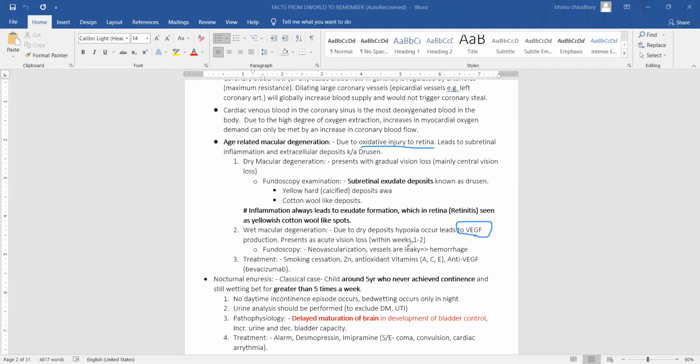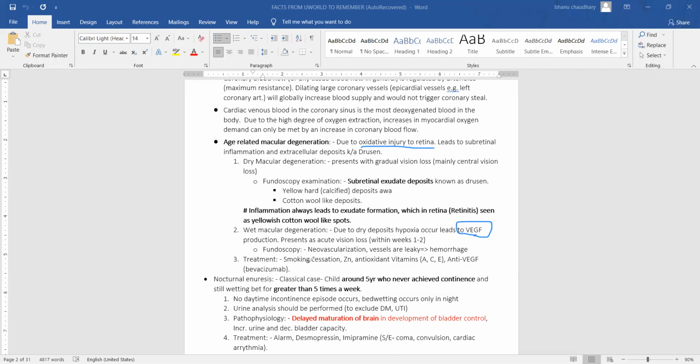So it would be an old age patient who has had a progressive gradual central vision loss for up to a year. And now suddenly within 1-2 weeks, they have a very progressive, very severe acute vision loss. Think about wet macular degeneration. On fundoscopy, you will have new vessel formation. You will see the hemorrhage, the reddish deposits on the retina seen as a hemorrhage. So these two things.